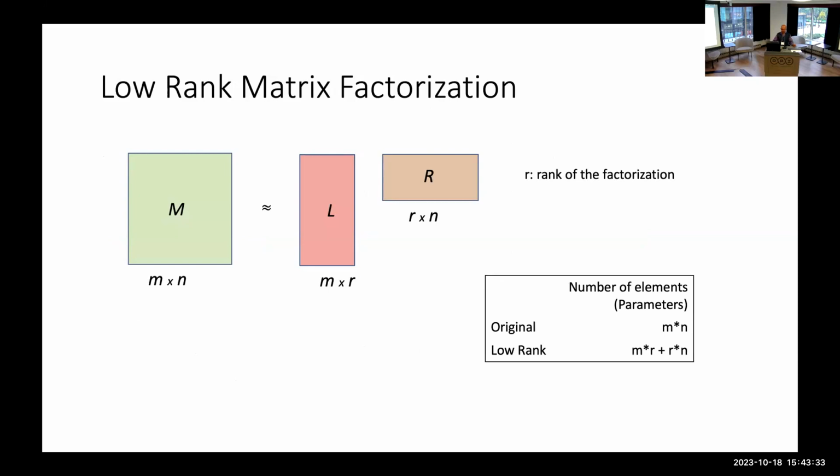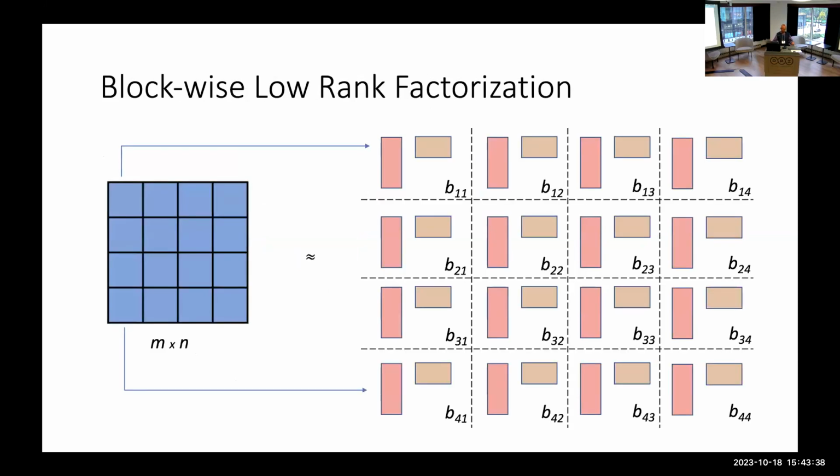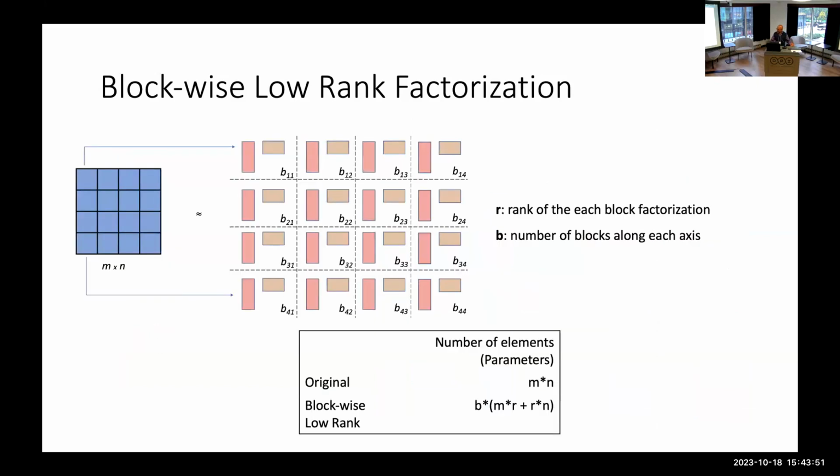It obviously reduces the total number of parameters. The alternative we are looking at is block low rank factorization, where we take the same M by N weight matrix and divide it into blocks, and then each of the blocks gets a low rank factor. Here, with B blocks along each of the axes, the number of parameters would be B times M times R plus R times N.